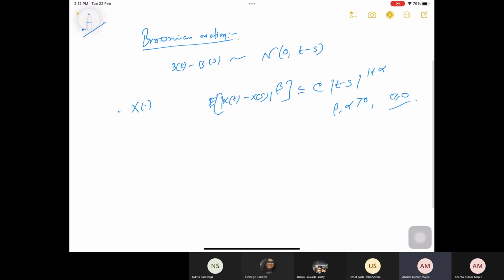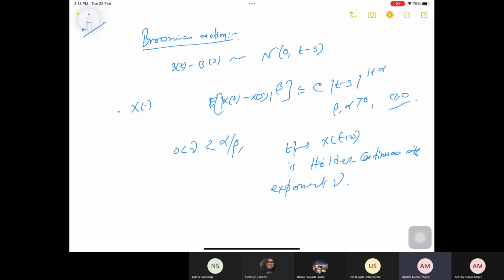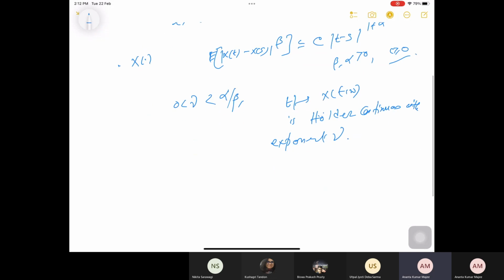then what it says is, if you look at the exponent gamma which is less than alpha by beta, then the path t goes to X_t(omega) is Hölder continuous with exponent gamma. So in particular, it says that almost surely |X_t(omega) minus X_s(omega)| is less than or equal to K times |t minus s| to the power gamma. This holds for all t and s belonging to [0, T] for any given capital T, and this constant K depends on basically your capital T, also omega, and the exponent gamma.